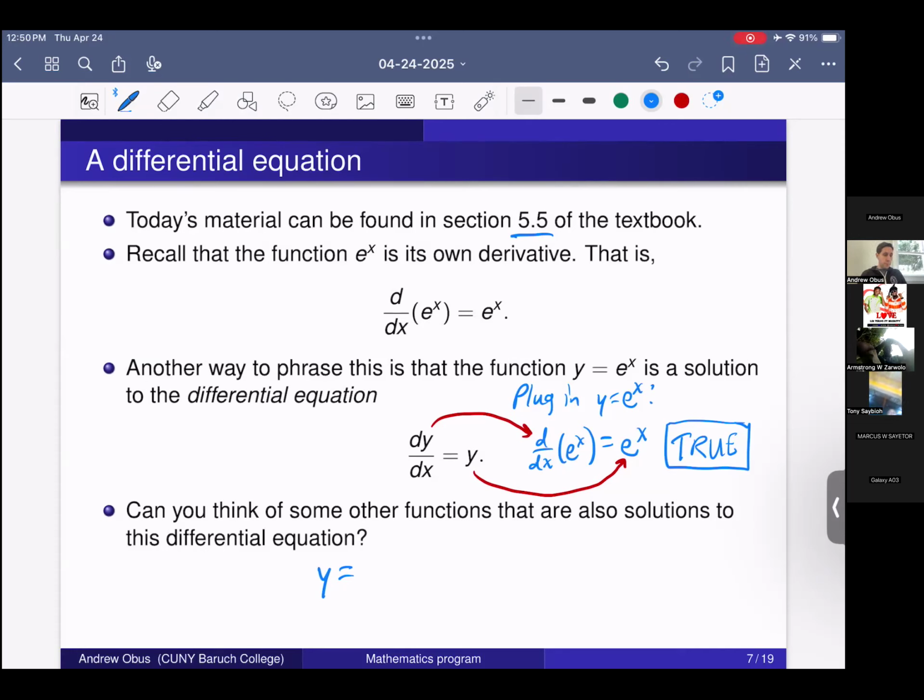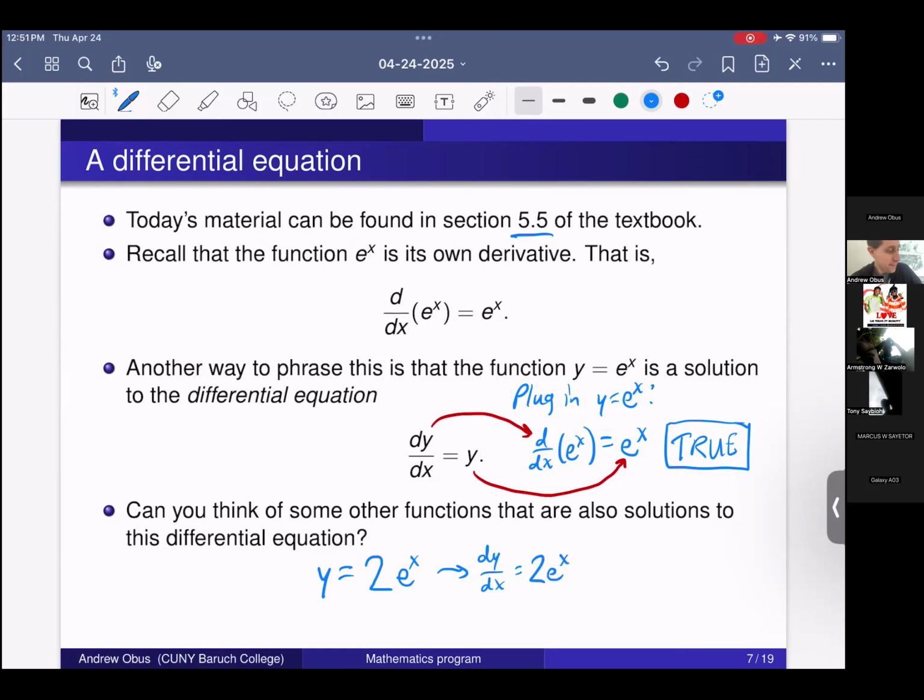Is that 2e to the 2x or 1 over 2e to the 2x? Yeah, 2e to the 2x, when we take the derivative, is going to give us 4e to the 2x. So let's make it just a little bit simpler. What if we just have 2 times e to the x? Then dy/dx, sure, that's right. Also 2e to the x will work.